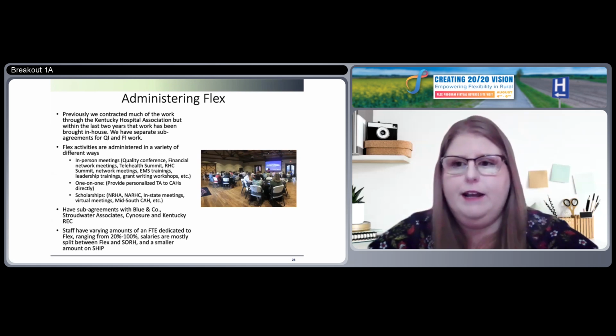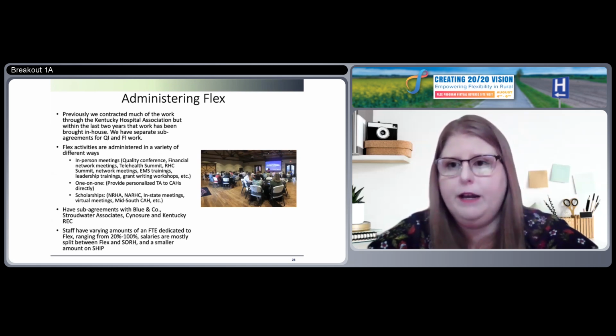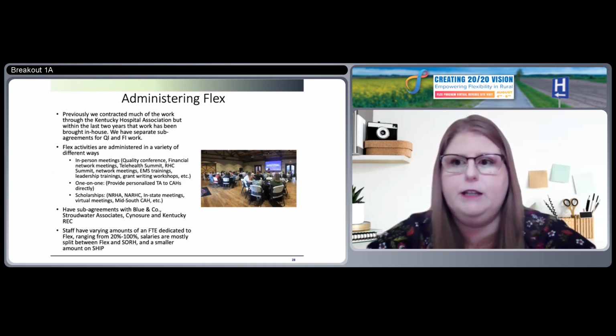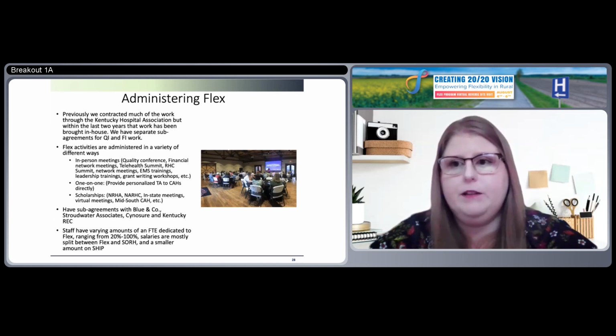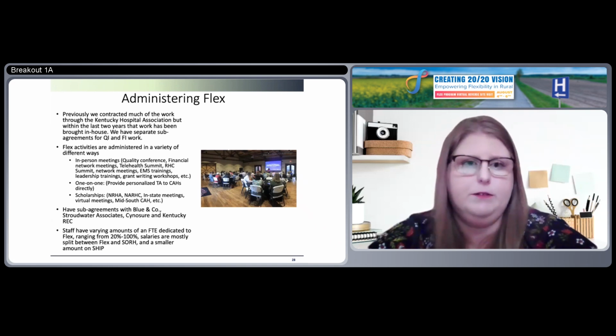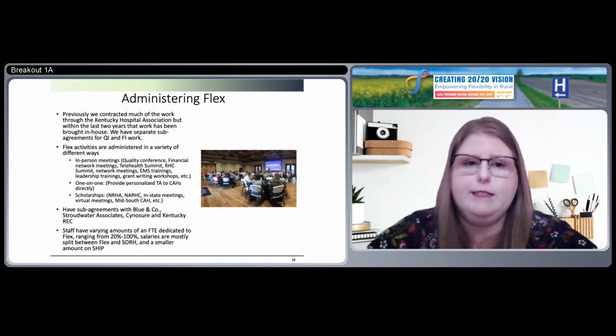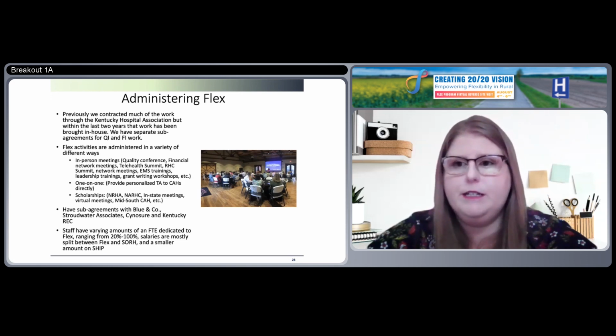So I know Catherine had asked about an RFP. We thought we might have to do that this year, but we didn't have to. We did the sole source documentation like Catherine had mentioned, and that worked out really well. But it was a big learning curve for us to take those on instead of contracting everything through the hospital association.